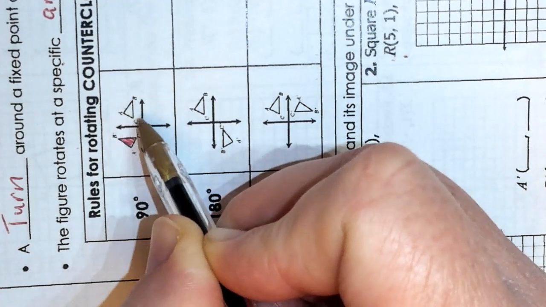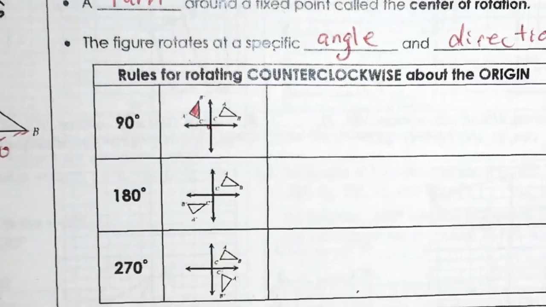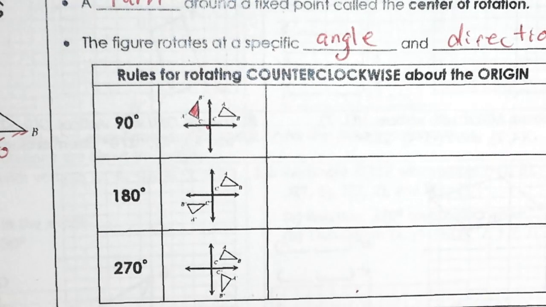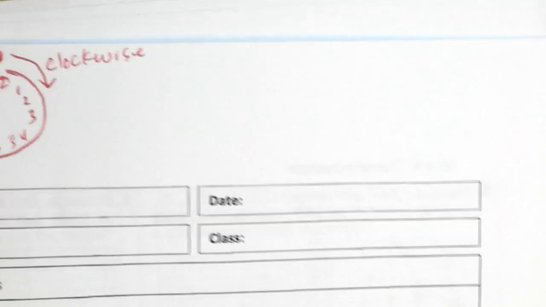So notice where that picture is? That's where the red ended up. That was that picture. So you're going to start seeing patterns as to where they came from. But first, let's just make sure that you know about rotation.